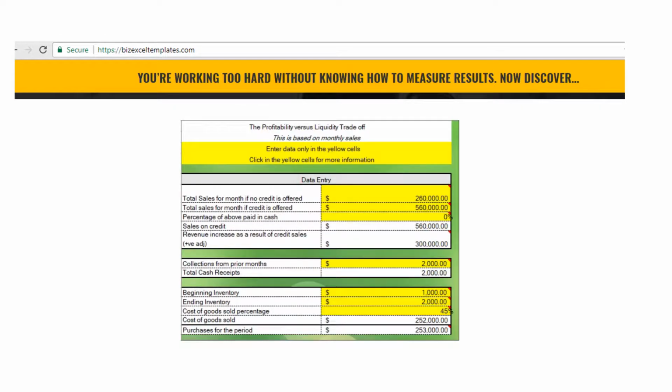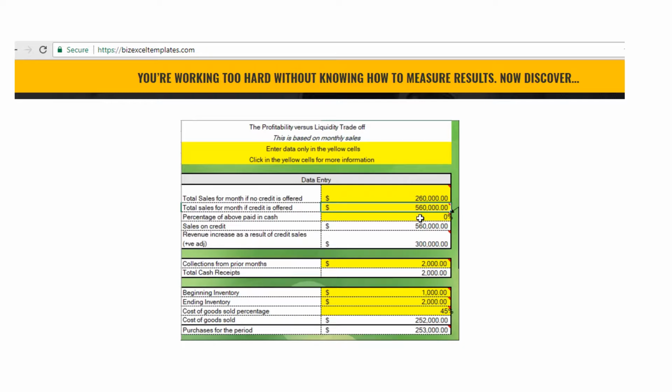Now let us go to the workbook. The very first thing you need to do when you get to the workbook is enter some data. This is simple enough. The first thing you do is you enter your sales, and this is an estimation based on the fact that if you offer no credit, this will be your sales. So for example, in this case, if no credit is offered, the sale is expected to be $260,000. However, if credit is offered, then they expect to increase their revenue by another $300,000 to make it $560,000.